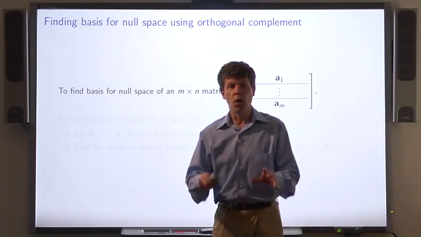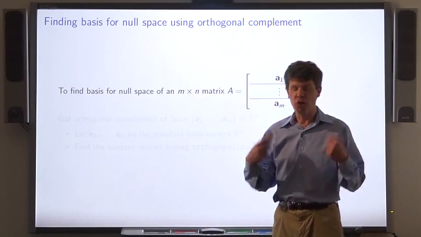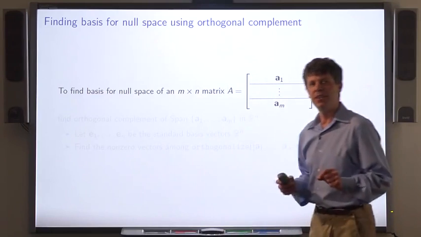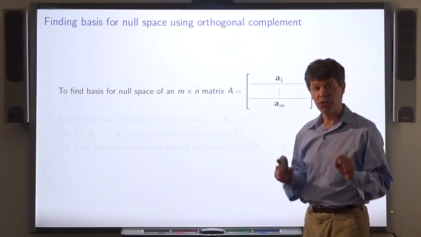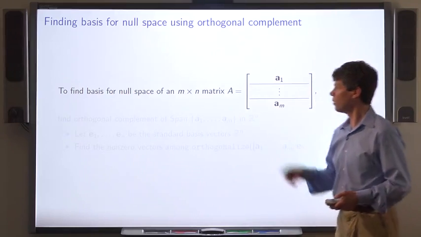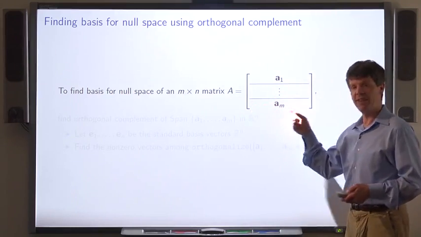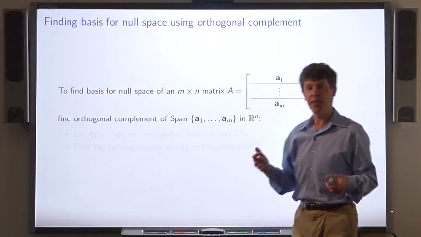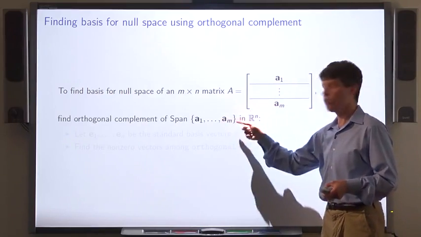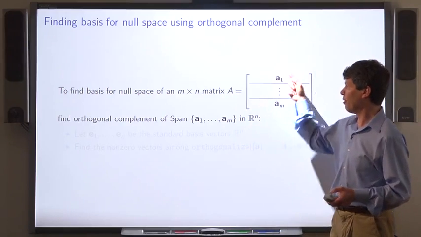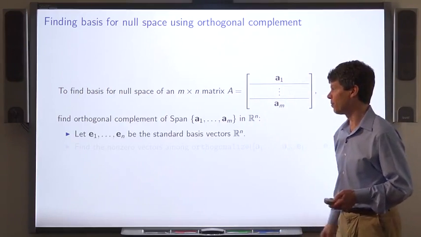So at this point, we've given an algorithm for a problem we've been wondering about for a while, finding the basis for the null space of a matrix. Given the matrix, we think of it in terms of rows, and we find the orthogonal complement of the span of the rows in Rn, where n is the number of columns.